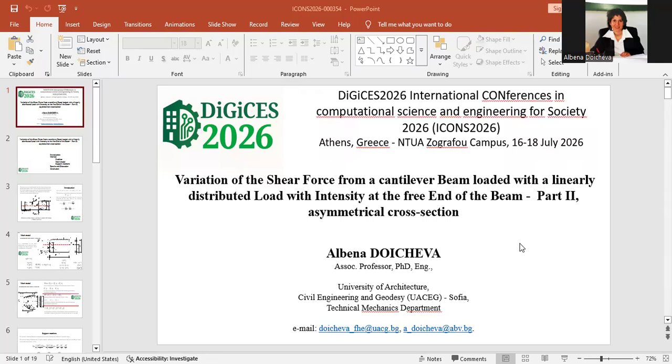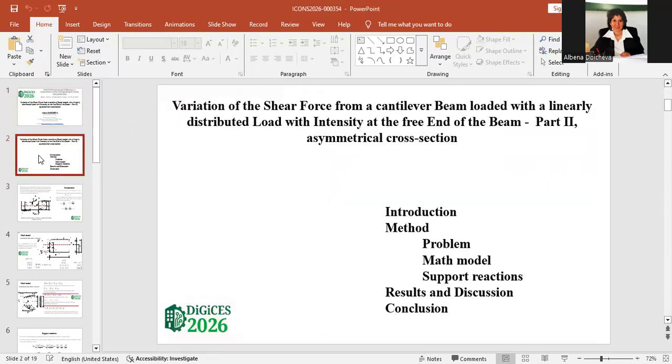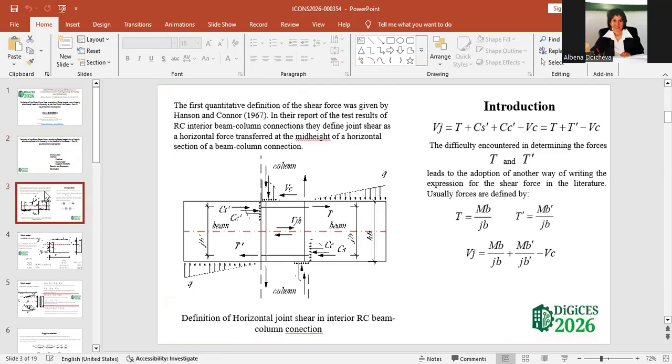We'll speak about the variation of the shear force from a cantilever beam loaded with a linear distributed load with intensity at the free end of the beam, with an asymmetrical cross-section. The parts of our presentation are introduction, method, problem, math model, support reaction, results and discussion, and conclusion.